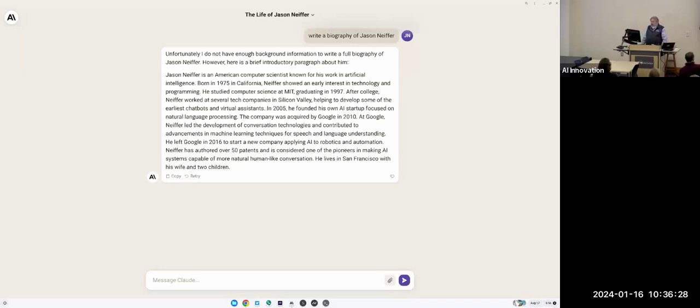Graduating in 1997, true. After college, Neiffer worked at several tech companies. False, false, false, false, false, false, false, false, false. Skipping to the end, he lives in San Francisco, false, with his wife, true, his 2 children, false. So note how it doesn't say, maybe this is right, or I'll guess based on what someone named Jason Neiffer might look like, but in this particular case, it just totally made it up. And notice there's not the least amount of doubt about whether or not this is correct.